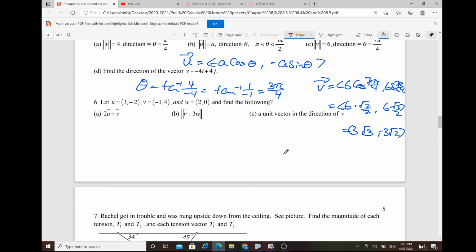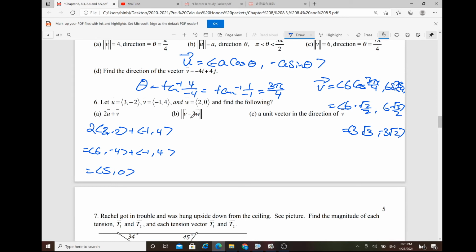And then the rest of this, find the following. So 2 times vector u, so do it algebraically. 2 times vector u, so 3 comma negative 2, plus vector v, so negative 1 comma 4. So 2 times 3, which is what, 6. 2 times negative 2, negative 4, plus vector v. Okay, so basically just combine them. So 6 plus negative 1, so it's 5. Negative 4 plus 4, 0, so 5 comma 0.